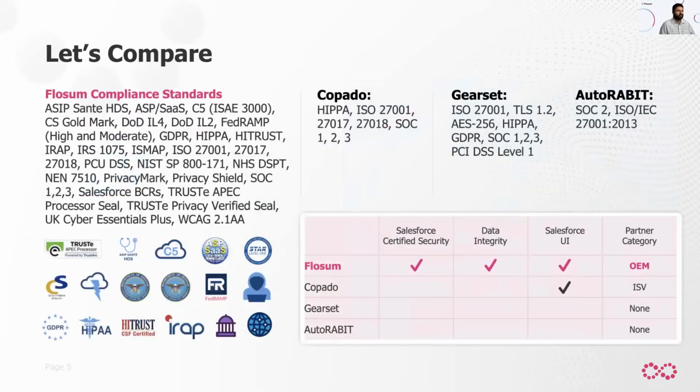So when you start to look at the 4 major players out there in the ecosystem, you look on the left-hand side at how many compliance regimes and mandates Flowsome complies with versus the other folks in this ecosystem competing for essentially the same share of wallet that we are.